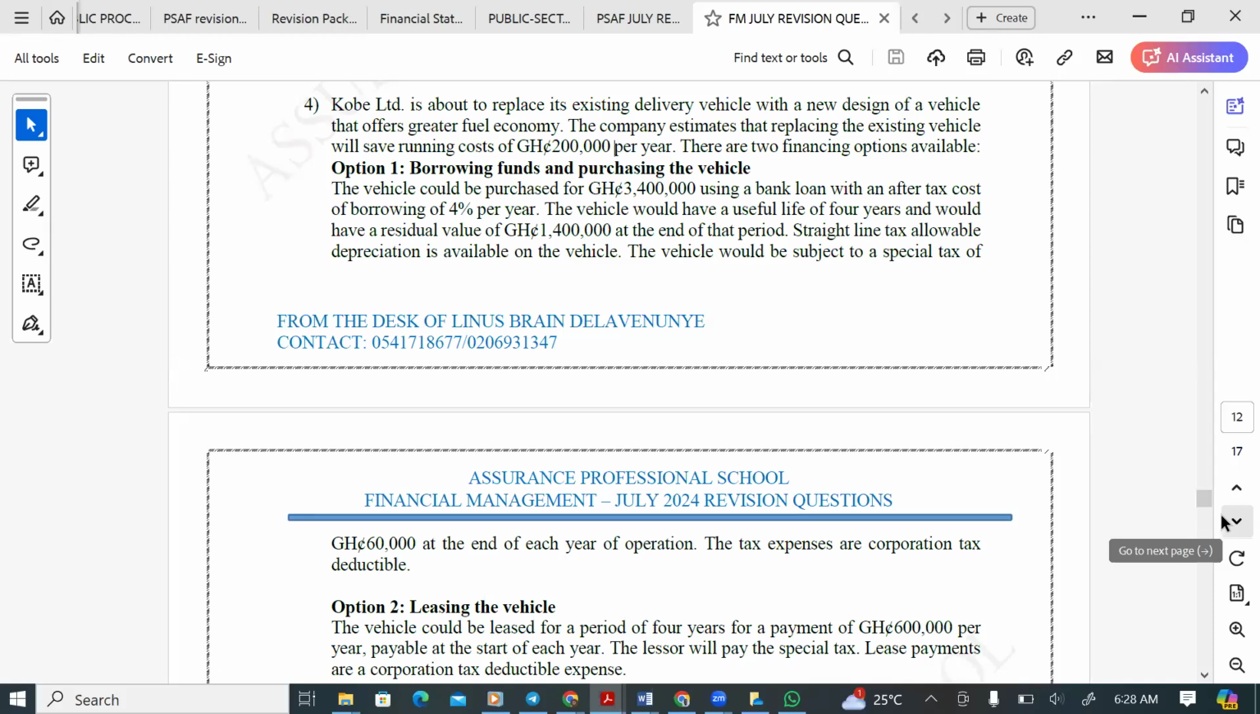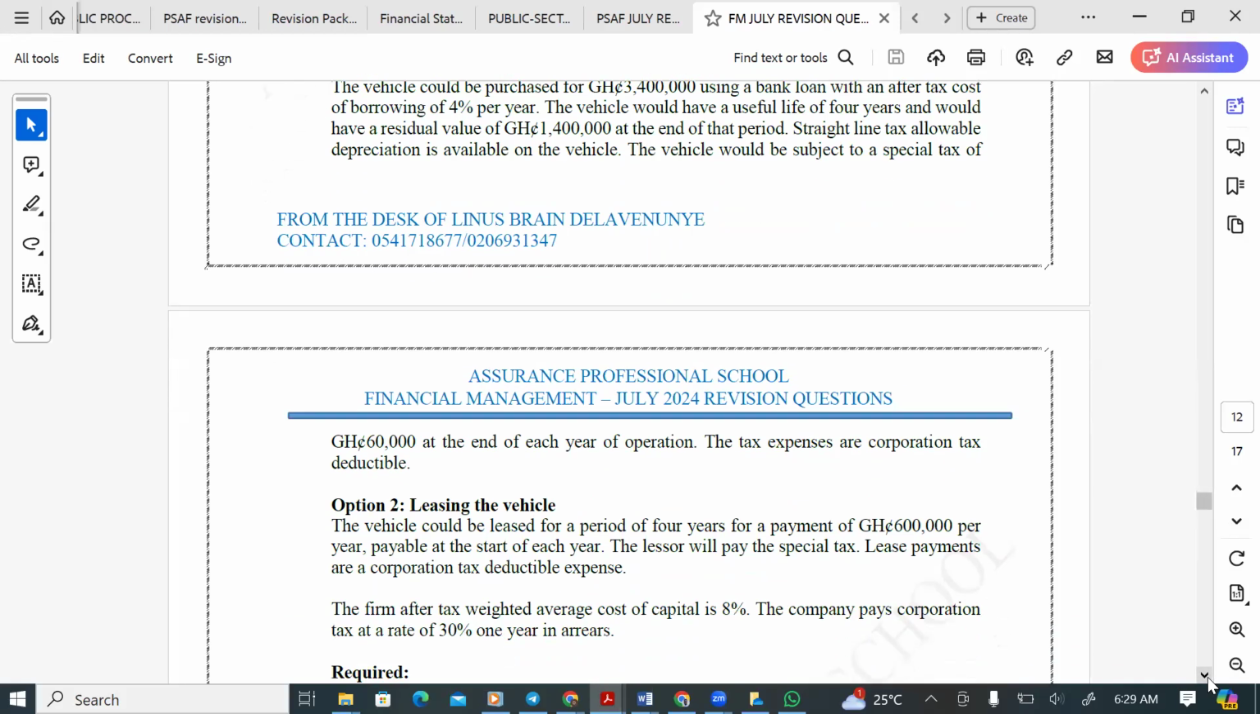Option 2, leasing the vehicle. The vehicle could be leased for a period of 4 years for a payment of 600,000 per year, payable at the start of each year. The lessor will pay the special tax. Lease payments are corporation tax deductible expense.